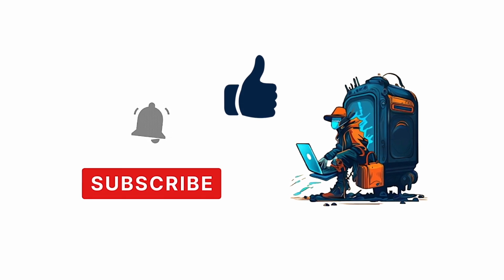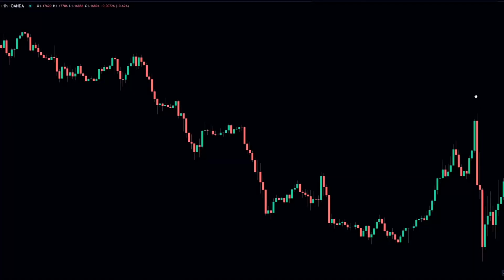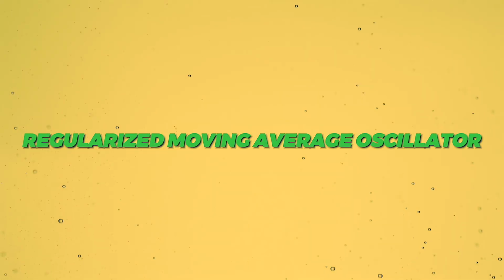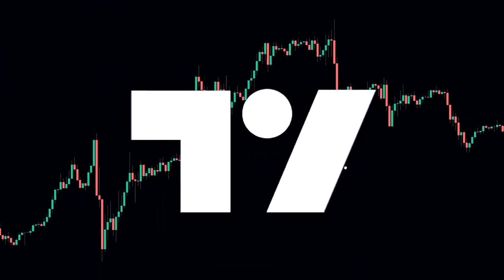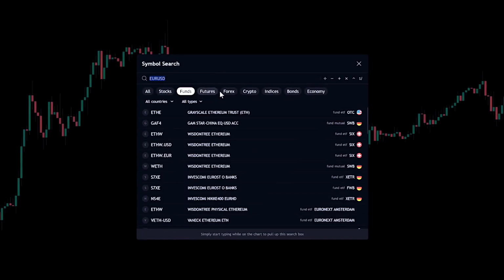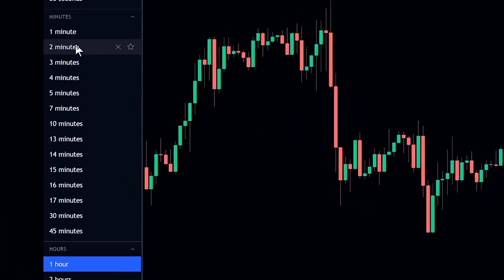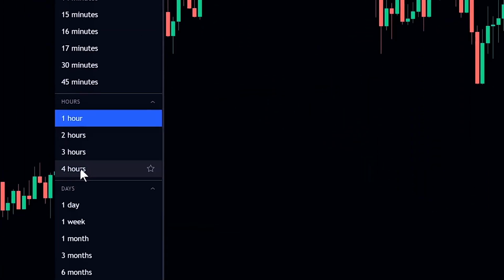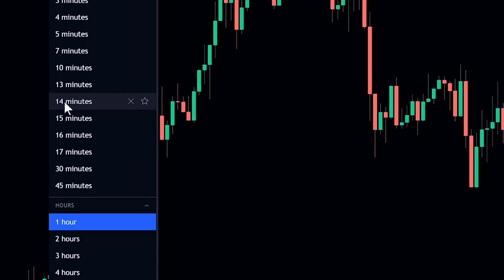Alright, let's dive right in. The indicator we're covering today is called the regularized moving average oscillator. To get it on your chart, head over to TradingView like always and pull up any asset you want to trade. For the time frame, you can use anything between the 5-minute chart and the 4-hour chart. Personally, I prefer the 15-minute.